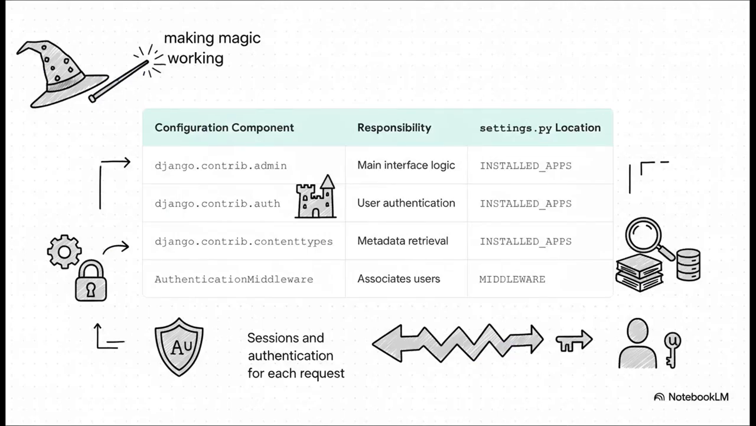So what's the secret sauce here? Well, it all starts in your settings.py file with just a few key ingredients. Of course, you need django.contrib.admin itself, but it also leans on other apps like auth to handle all the users and permissions, and contenttypes for that cool model introspection we just talked about. And you need the middleware to stitch it all together on every request.